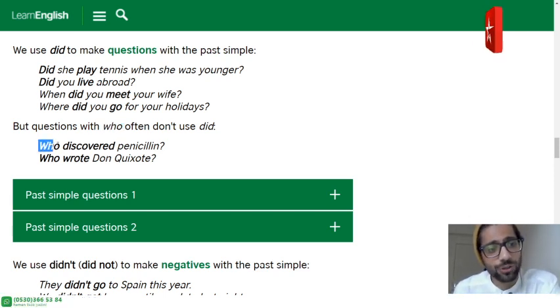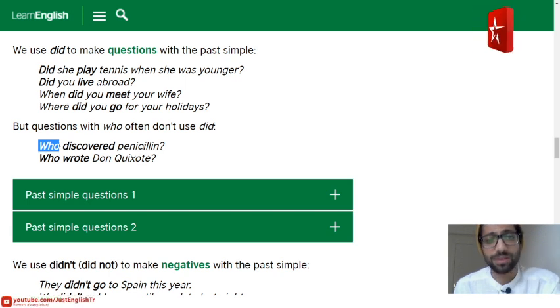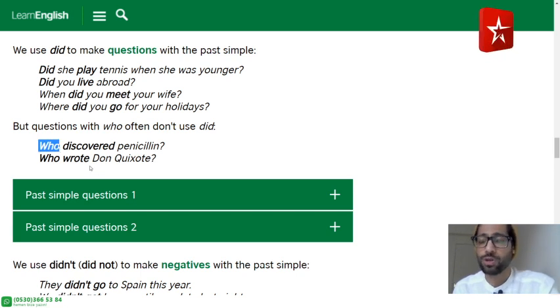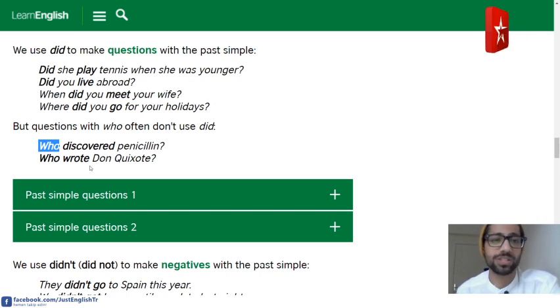So here we've got who discovered penicillin. Who wrote Don Quixote, or I don't know. Okay, let's stop there. So basically, there are two types of question in the past simple. Either you use did here and here too, or you use who, and when you use who, you will not use did. So you cannot say who did discover penicillin. You would say who discovered penicillin. Okay?